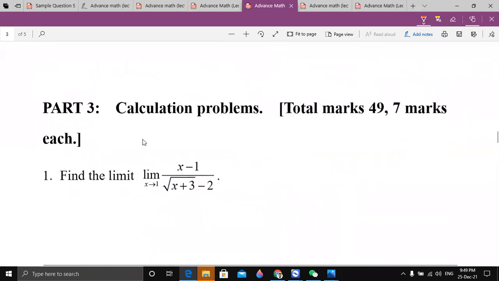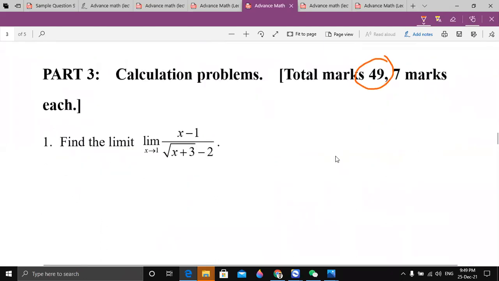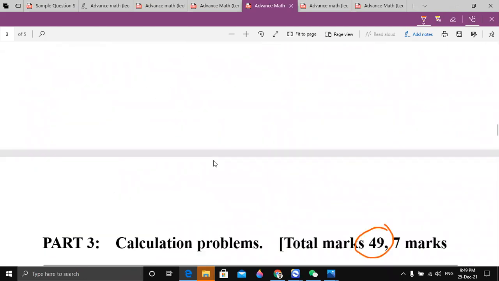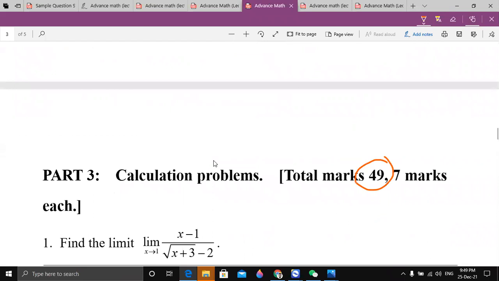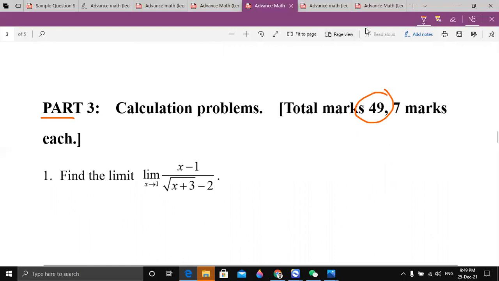So part 3, we have a calculation problem. So 49 marks, okay? So for part 1 and part 2, we don't need to write down any steps. We just need to tick, we just need to write down the correct answer. But for part 3 and part 4, we also have to write down the procedure.